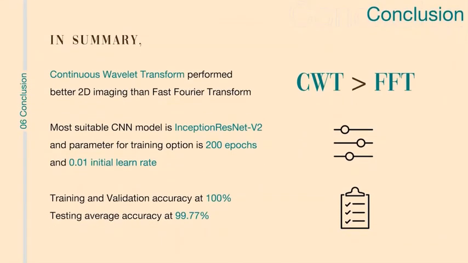In conclusion, the results show that continuous wavelet transform performs better 2D imaging than fast Fourier transform, with more obvious differences. The most suitable CNN model is Inception ResNet V2, and the parameters for the training options are 200 epochs and 0.01 initial learn rate. The results also show training and validation accuracy at 100%, whereas the testing average accuracy is 99.77%.